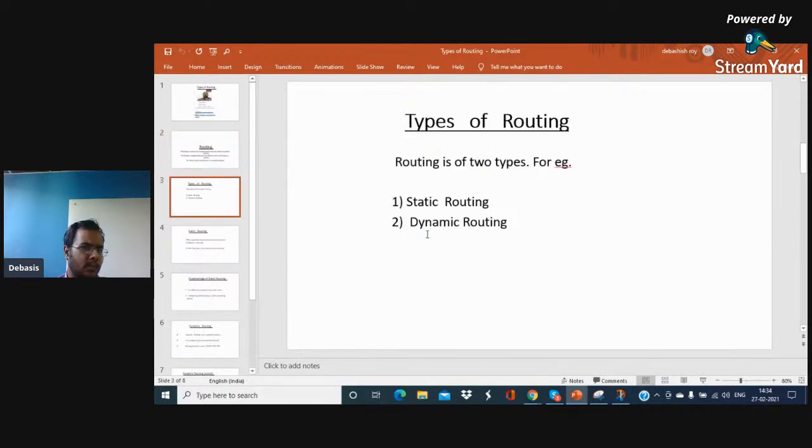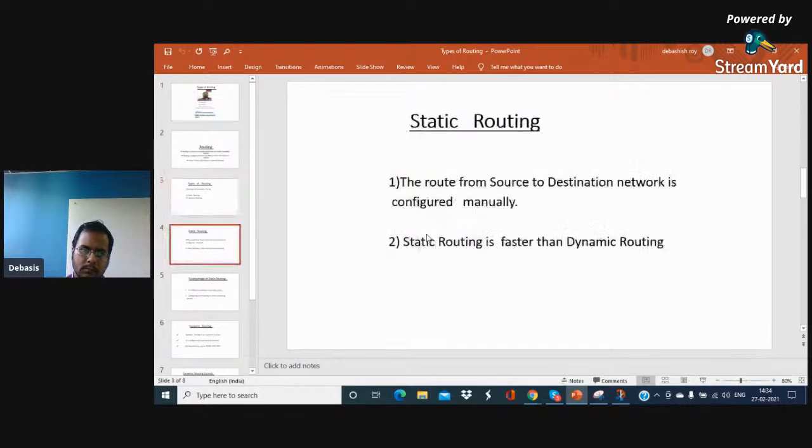Now, let's come to the types of routing. See, routing is of two types. One is static routing and the other is dynamic routing. Now, what is static routing all about, and what is dynamic routing? First, let's discuss the static routing part.